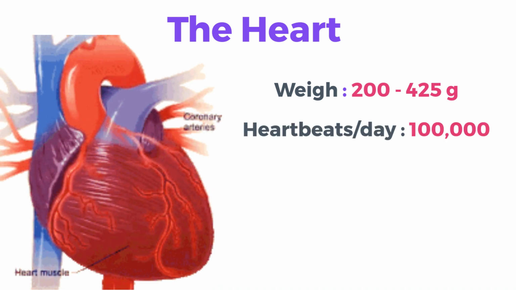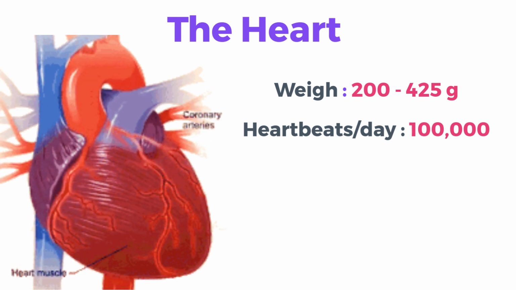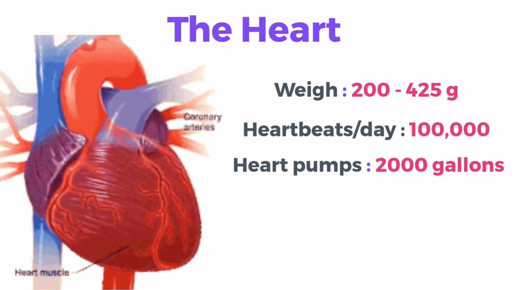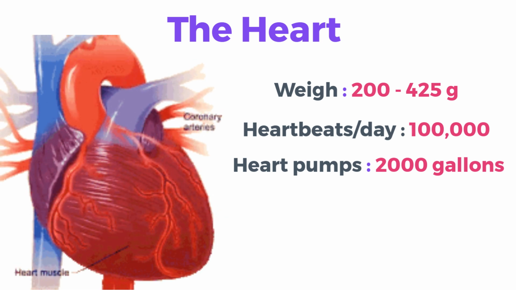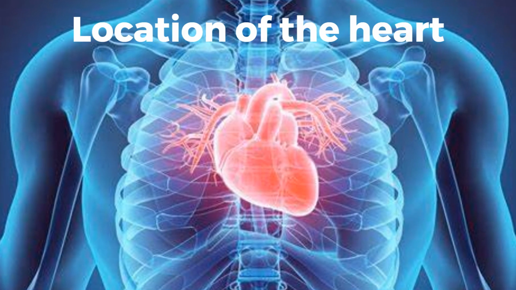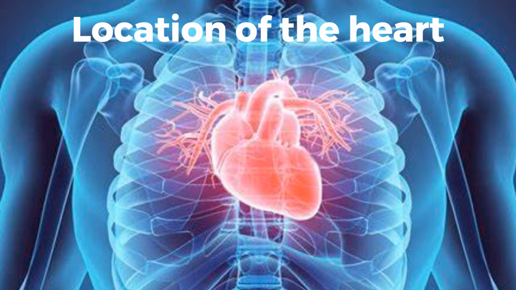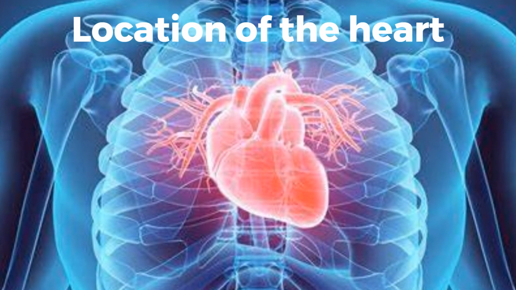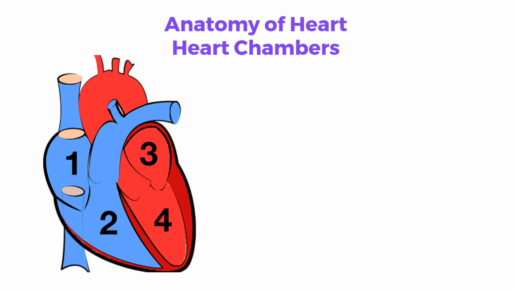Heart beats about 100,000 times in one day. The heart does more physical work than any other muscle in the body. The average heart pumps around 2,000 gallons of blood per day. Heart is located between lungs in the middle of your chest, behind and slightly to the left of your breastbone, sternum. Let us start with the heart chambers.